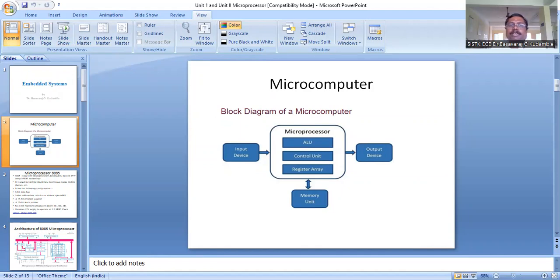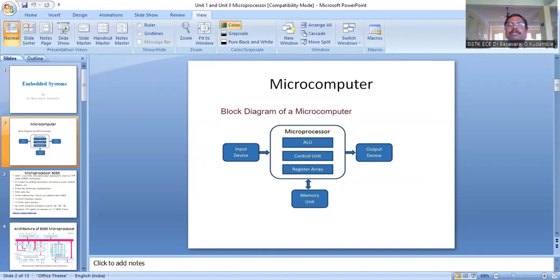Yeah, good morning. Let us discuss the microcomputer. This is very important before understanding any derivative of 8051 or any other microprocessor. First, we should understand what a microcomputer is.